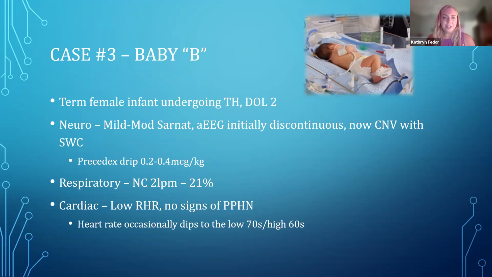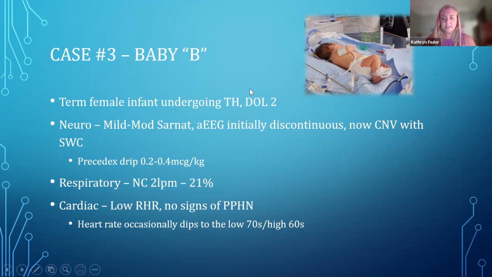So one more case study I have here. This is baby B. It's a term female infant undergoing therapeutic hypothermia on day of life 2. This was a baby that just kind of barely made it into our therapeutic hypothermia. So she's on the milder side of HIE, but was considered moderate enough to be cooled.